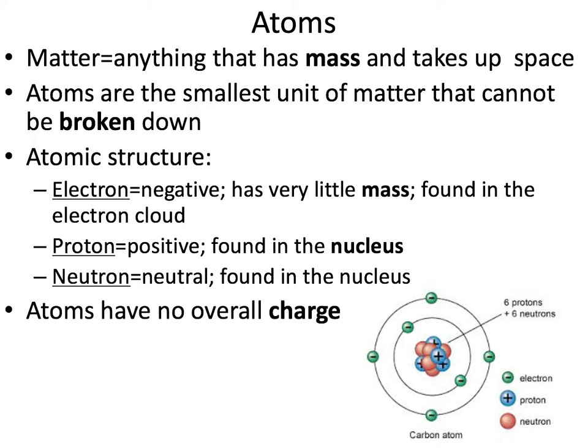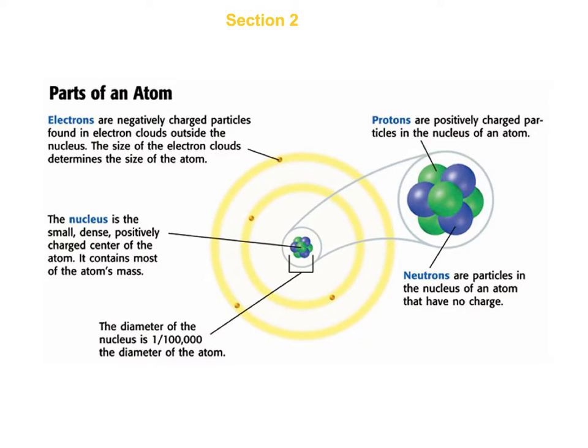So atoms are the smallest units of matter. They cannot be broken down. They have three main parts: the electrons, the protons, and the neutrons. This is what an atom looks like. It's a model of an atom, what we think it looks like. And in the center is what is known as the nucleus. The nucleus is made up of protons, which are positively charged particles, as well as neutrons, which are neutral particles. They have no charge at all.